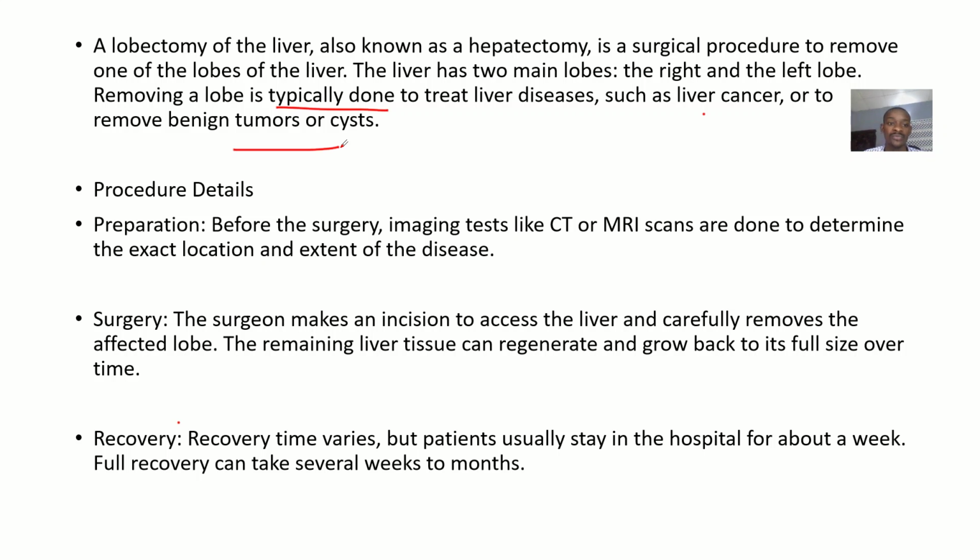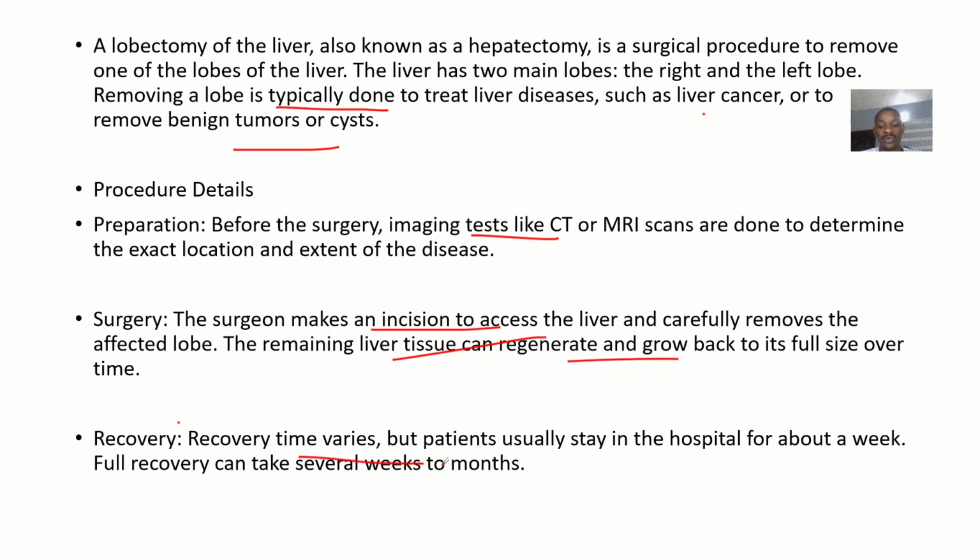So what are the procedure details? Preparation before the surgery: imaging tests like CT scan and MRI scans are done to determine the exact location and the extent of the disease condition. Surgery: the surgeon makes an incision, just to access the liver, and then carefully removes the affected lobe, just one lobe, leaving one lobe. The liver has the ability to regenerate, so the remaining tissue can grow back to its full size over time, which is nice.